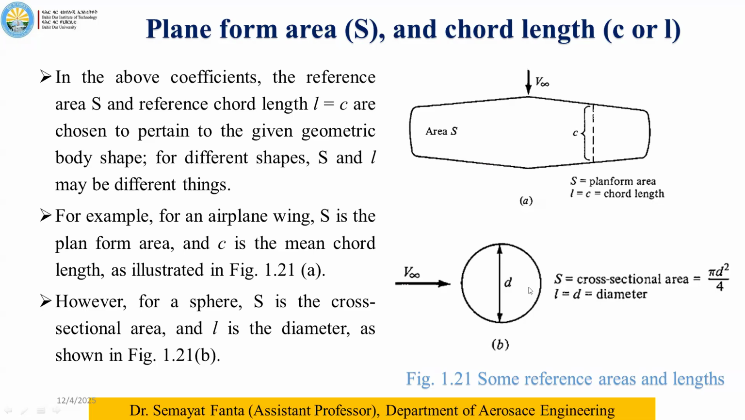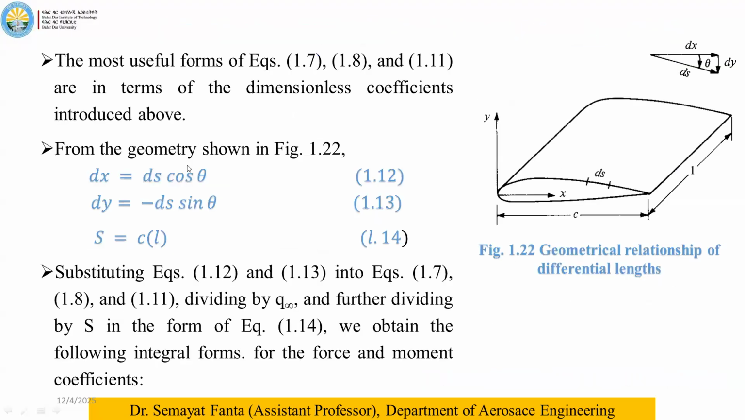Anyways, different geometries may have different cross-sectional areas as well as lengths. For example, for a circular object or a cylindrical body, you might have diameter as the length, and the area is pi d square over 4. Okay. So now let's take some part of the wing, which is a representative part of the 3D wing.